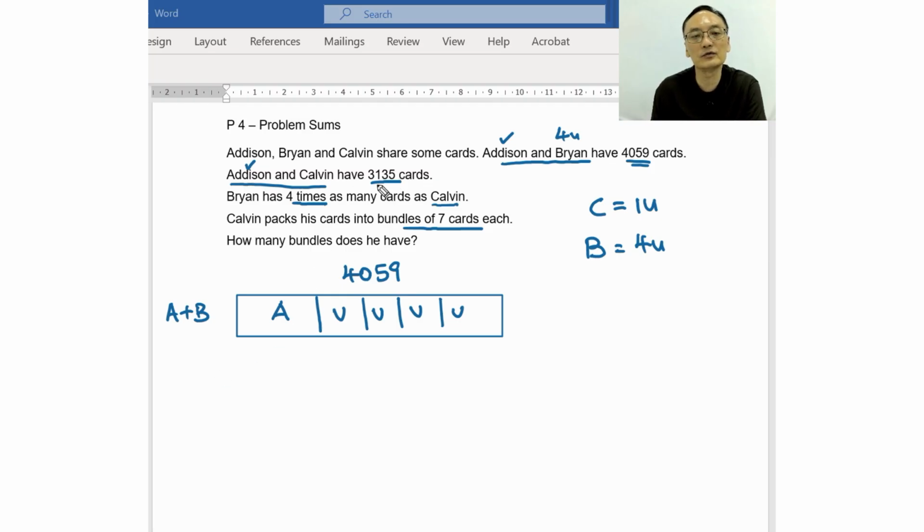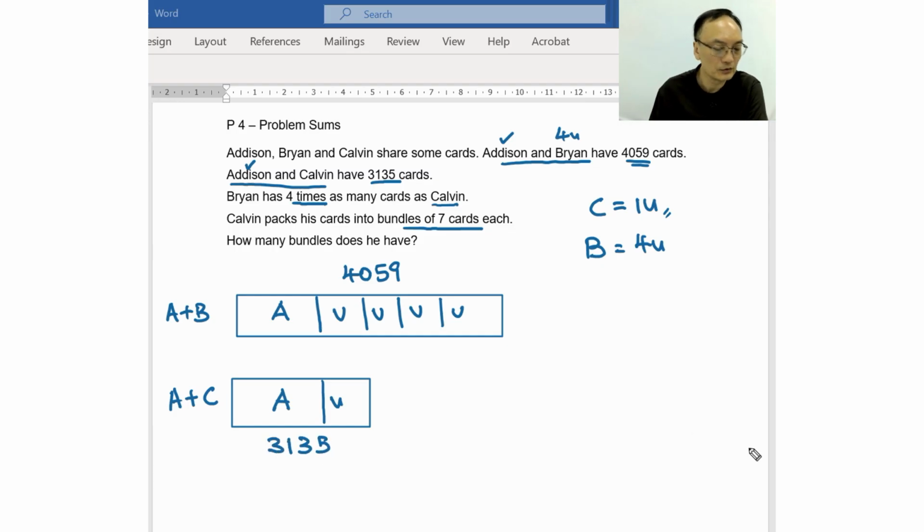Next, we have Edison and Kelvin. Edison and Kelvin is 3,135 cards. Kelvin, take note, is 1 unit. So we're going to draw Edison with 1 unit. So we have A plus C. And the two of them has 3,135 cards. So from here, the model is complete.